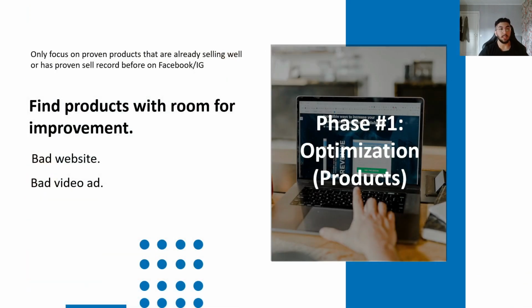Okay, so optimization, product: only focus on proven products that are already selling well or have a proven sales record before on Facebook or IG. In my previous video about how to find the winning product, I told you with my method that you can find the stores that are currently selling a product, and in my last video, which was top 10 evergreen products to sell, I showed you them with the competitors.